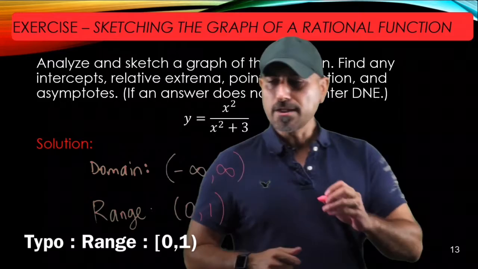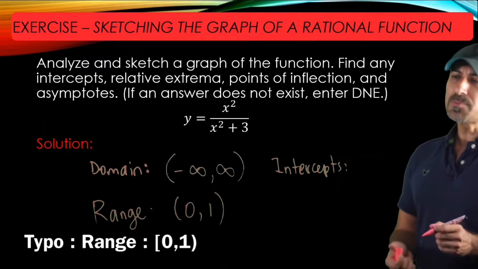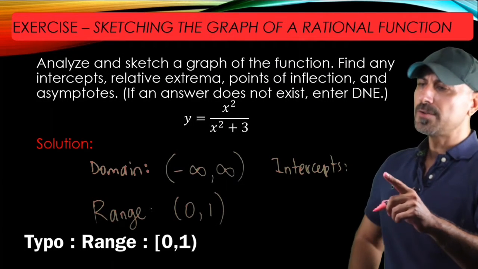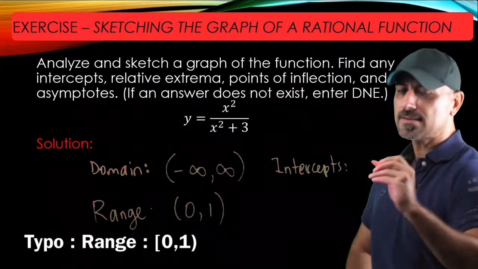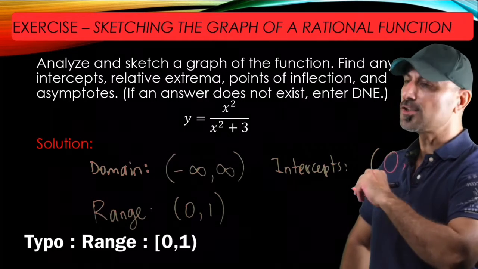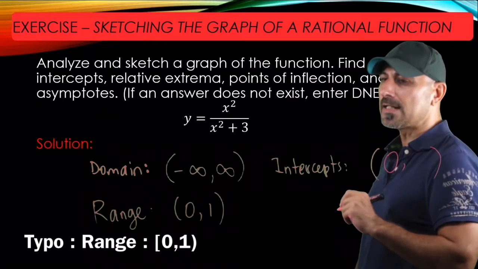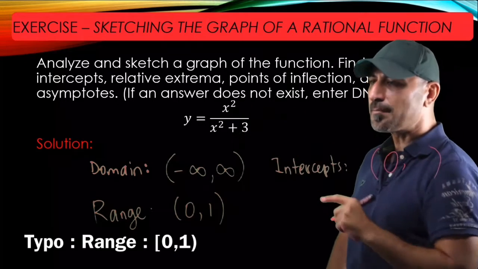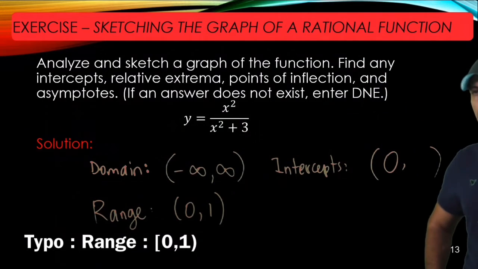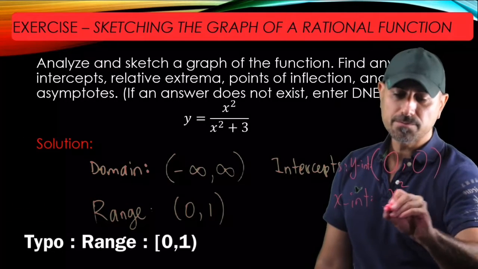How about the intercepts? The y-intercept is pretty easy to find because all you're going to do here is plug in 0 for x, and then check the function value at 0. So 0 squared divided by 0 squared plus 3 is essentially 0.